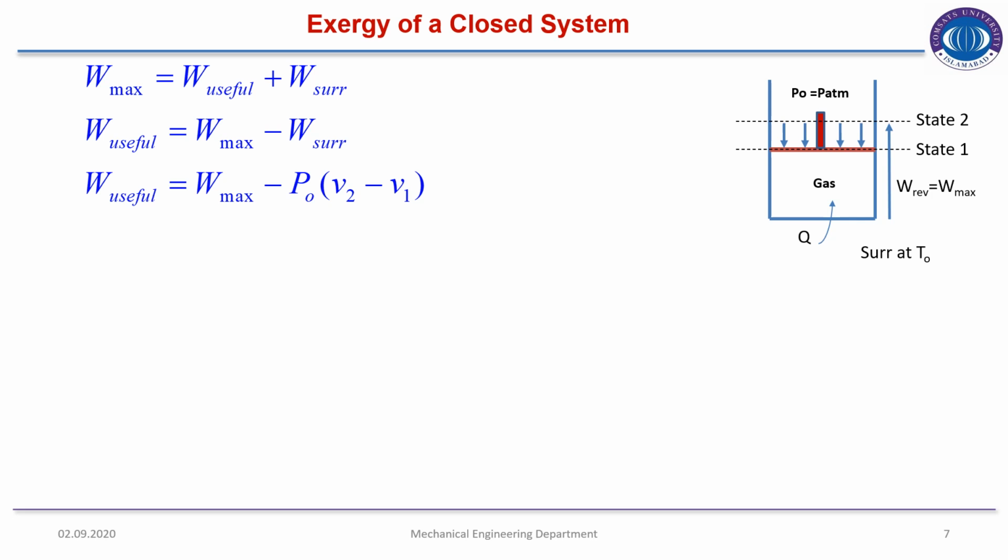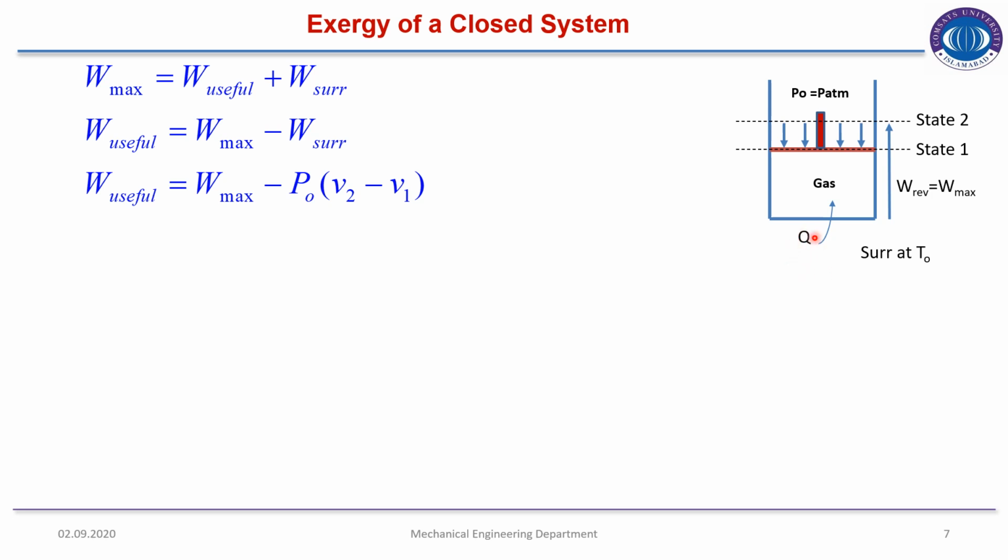The next topic is exergy of a closed system. On the right hand side, a closed system is shown, a piston cylinder system. A gas is present and enclosed in the cylinder, with the piston on the top, and a certain atmospheric pressure is also acting on the piston. The blue arrow represents the atmospheric pressure on the piston.